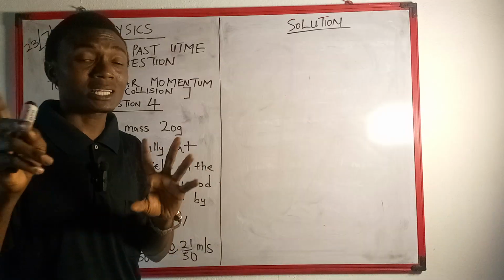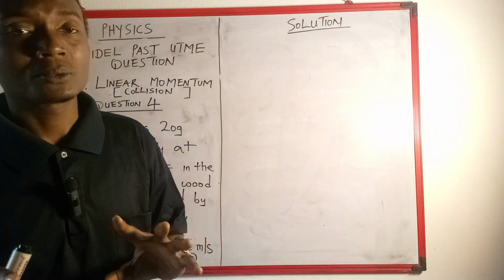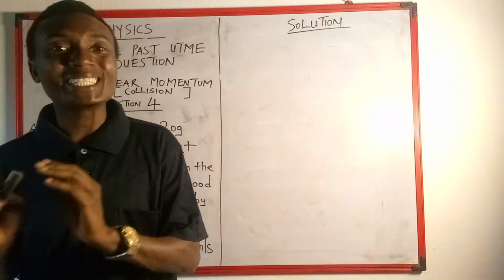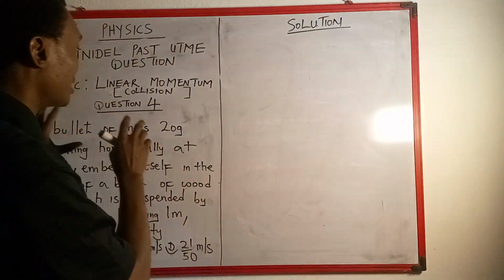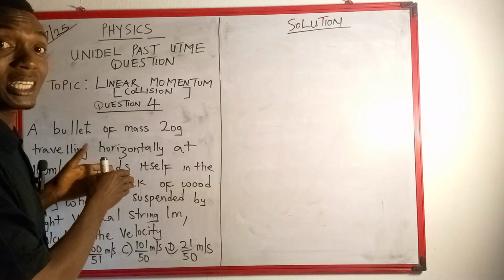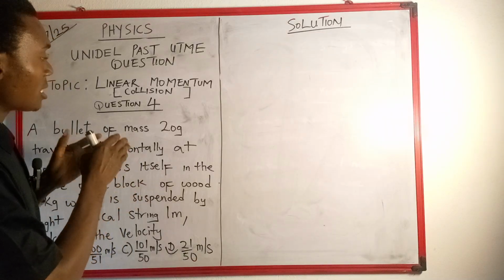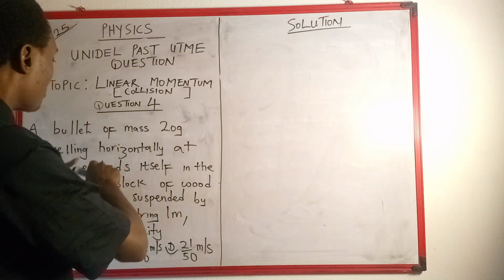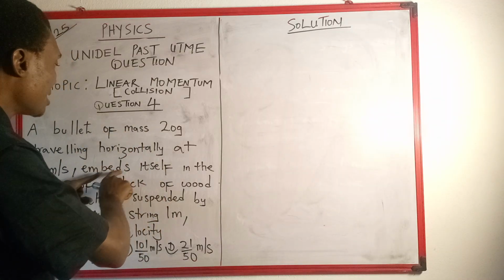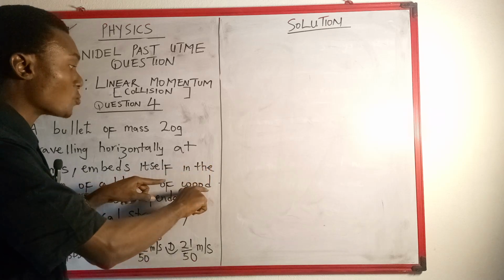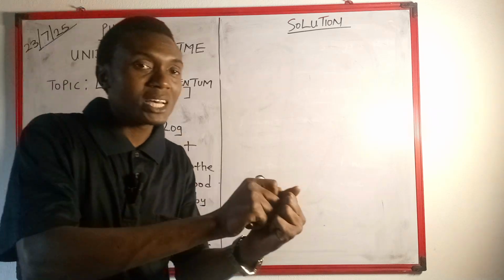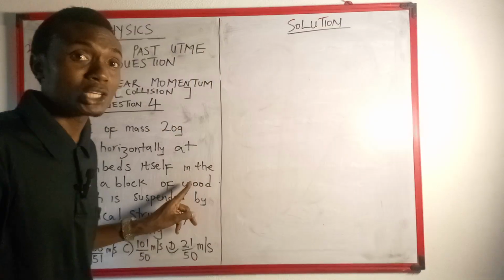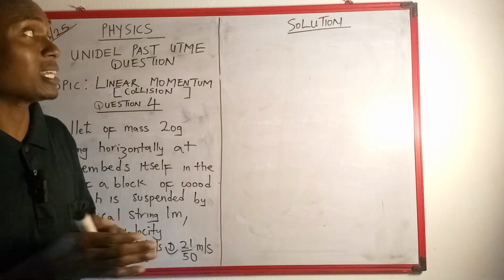In my previous class, I told you guys about types of collision, elastic and inelastic. Definitely this type of collision is an inelastic collision because the bullet embeds itself inside the block of wood. Once it embeds itself, they will move together, making it an inelastic collision.